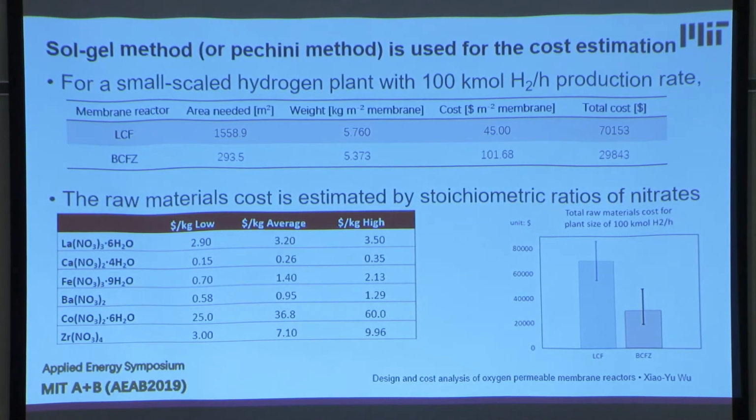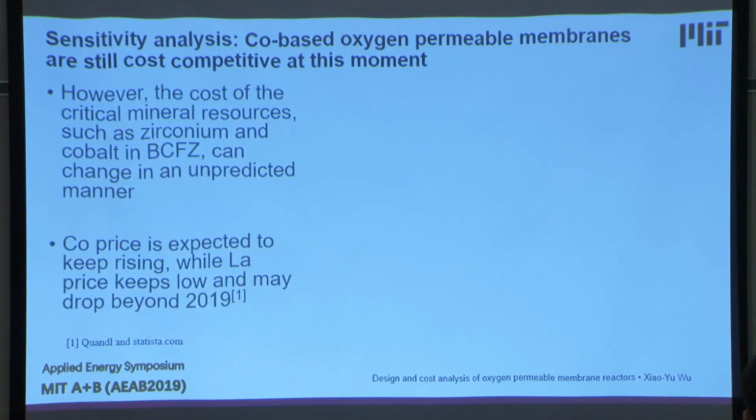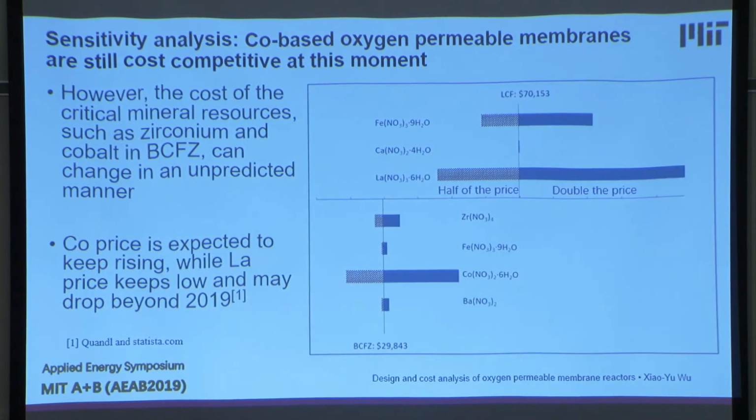BCF membrane. But you can also see that there's an error bar here. That means the cost of the materials fluctuates over time, so there might be a time when these two membranes cost the same. So we did a sensitivity analysis again to see how the cost depends on the cost of the minerals. The results are shown here.